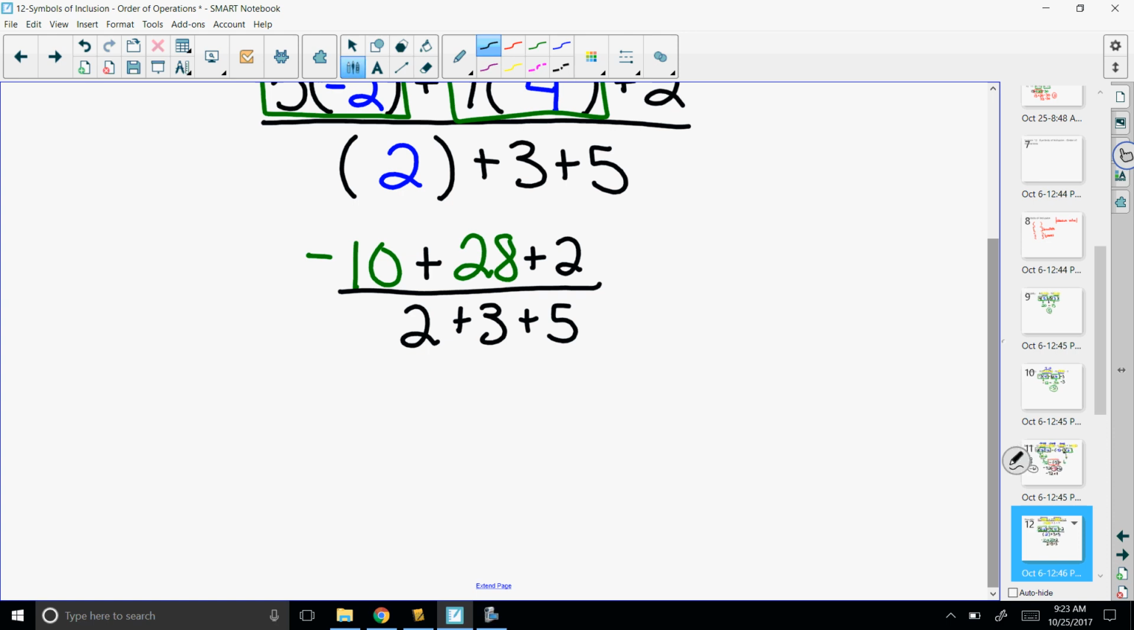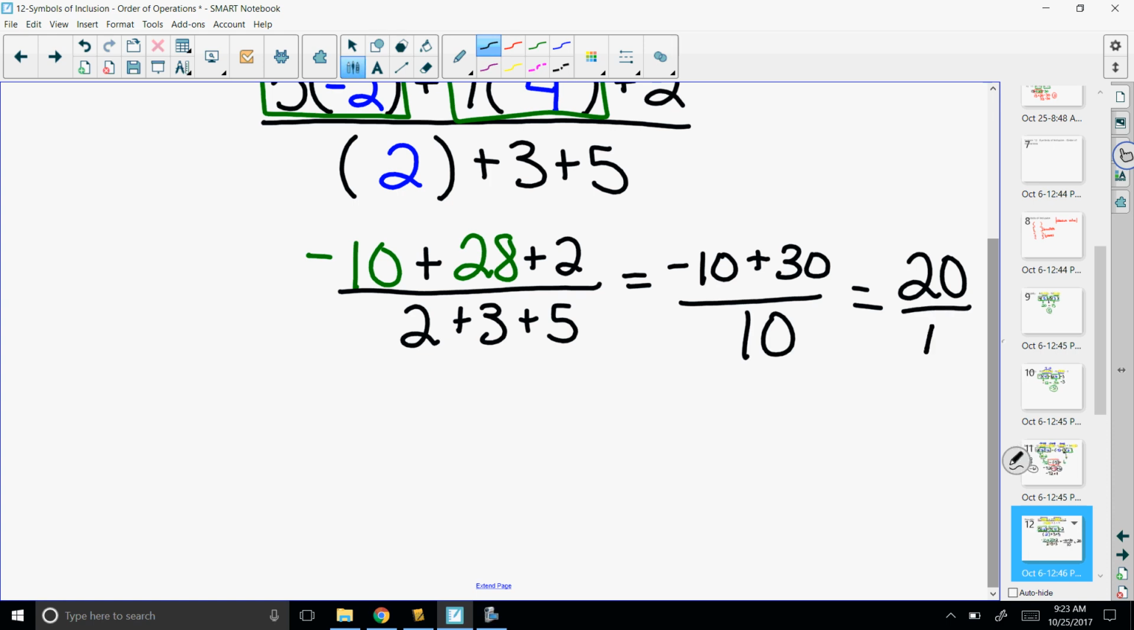We need to simplify the numerator. If I simplify the numerator, team negative is 10 points. Team positive has how many? 30. So who wins? Positive by 20. The denominator, team negative has 0 points, right? Team positive has 10. So what is 20 divided by 10?